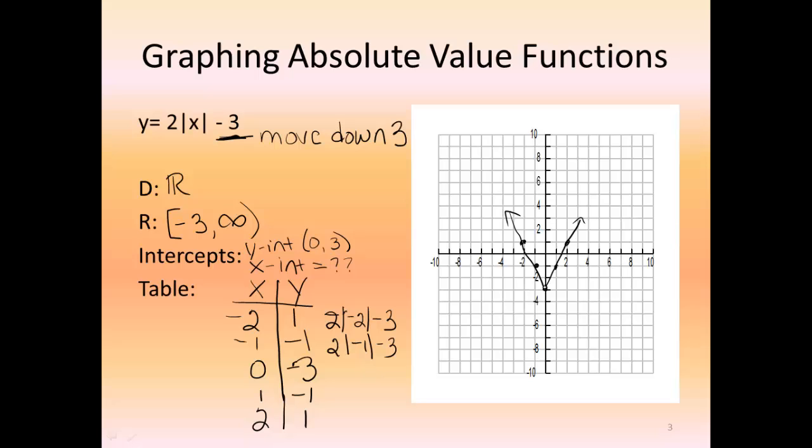The other thing that happened is the slopes of these lines. If I start at this vertex, I go up 2 over 1, up 2 over 1. And that is coming from this 2 in front. So this 2 is what we call a stretch. It's called a vertical stretch, and what that does is it changes the slope of these segments. We'll talk more about these transformations as we talk more about these graphs in class the next time we see you guys.